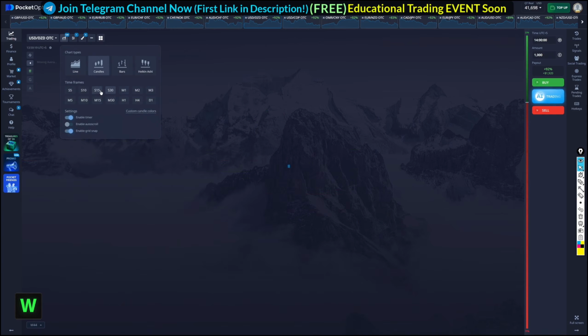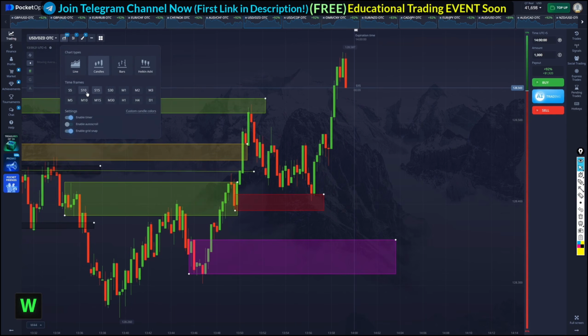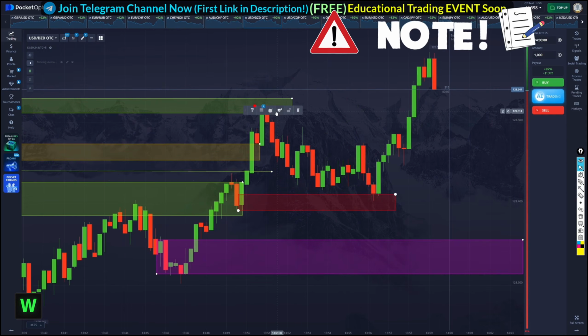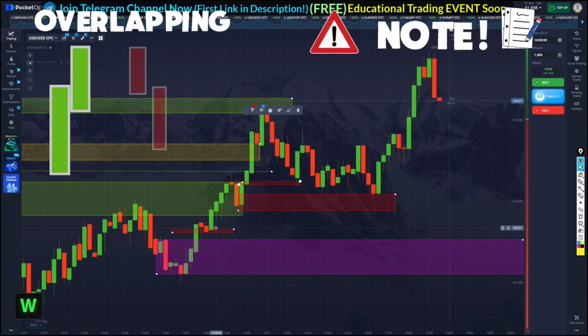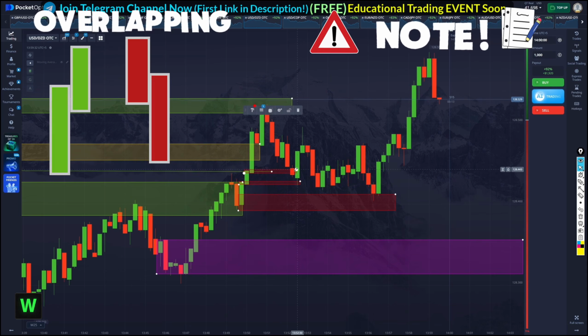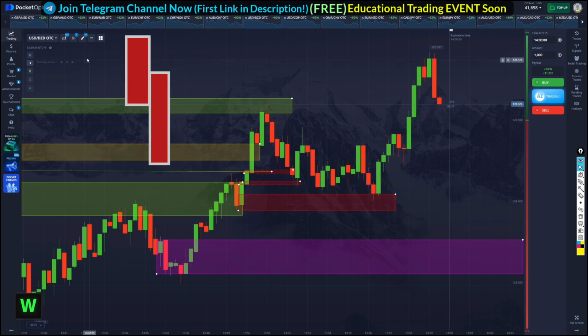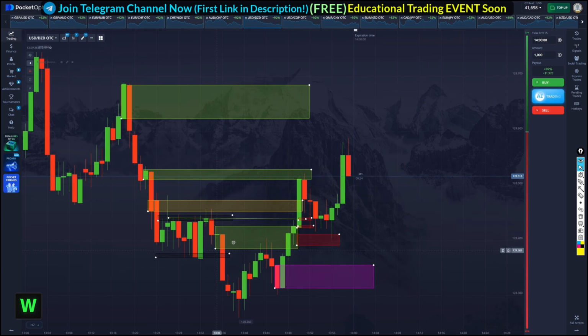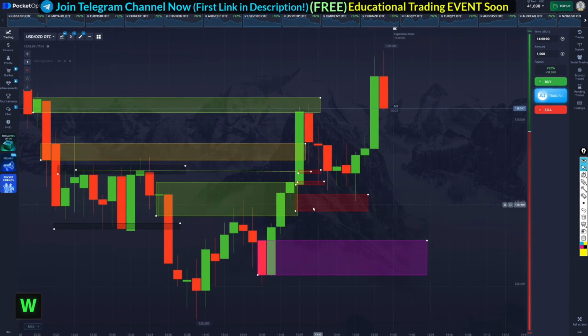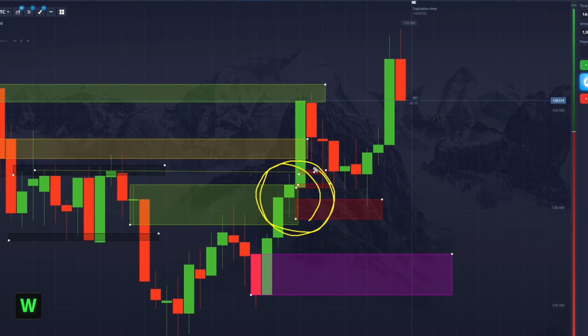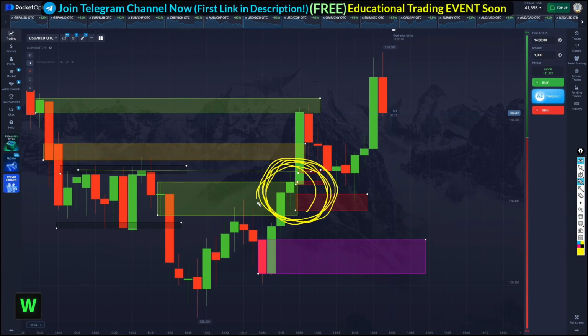Now, let me show you something. Lower time frame entries can be in the form of overlapping areas. It's so important to know which one is better, okay? Now, this is 1 minute chart. Now, look at this one. This is 1 minute chart, right? Where's the decision point? This is the decision point, right? This is the decision point.